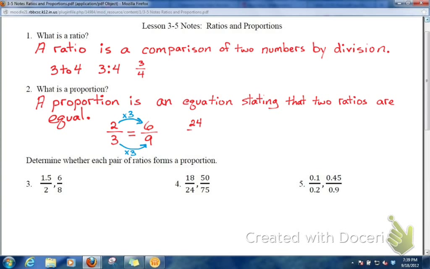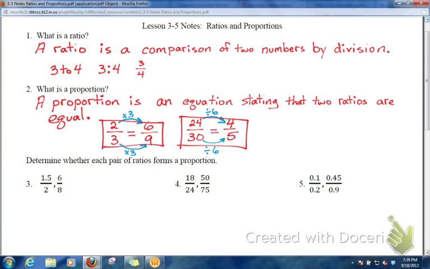Another example of this would be 24/30 is equal to 4/5. Again, we should all know that this is true because it's just like reducing fractions. To reduce 24/30, I am going to divide both the numerator by 6 and the denominator by 6. So 24 divided by 6 is 4, 30 divided by 6 is 5. So again, this shows two equal ratios. So that means these two equations are what we call a proportion. Again, a proportion is an equation stating that two ratios are equal.